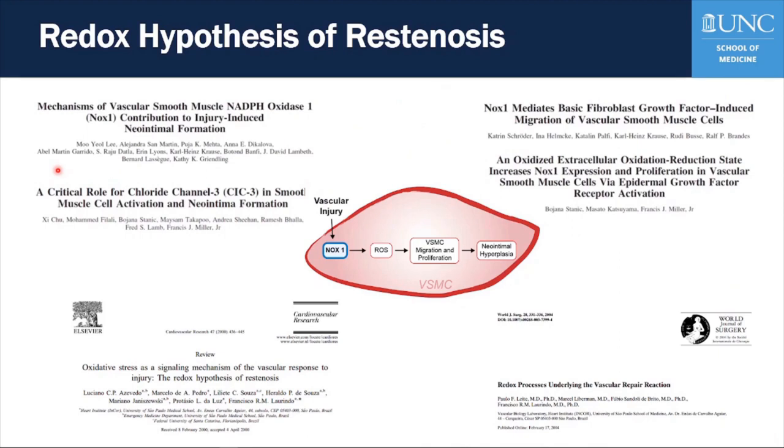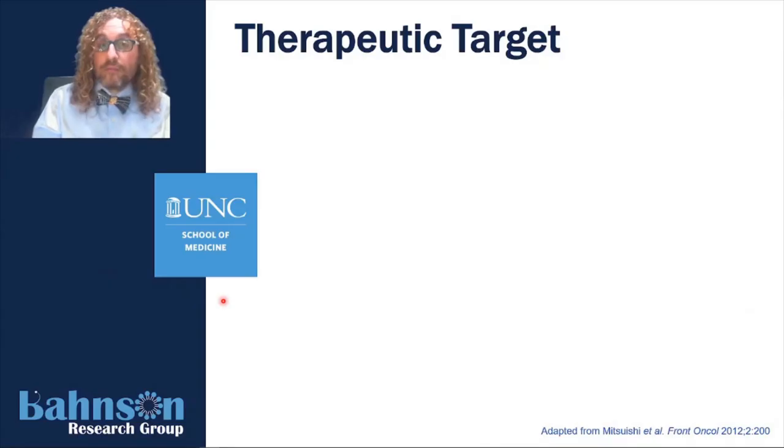There is abundant evidence in the literature suggesting that restenosis is driven by redox dysfunction, where vascular injury leads to activation of NADPH oxidase 1 or NOX1. This enzyme produces superoxide and later hydrogen peroxide, increasing the levels of these reactive oxygen species, which will signal smooth muscle cells to migrate and proliferate, resulting in neointimal hyperplasia. Because redox dysfunction drives neointimal hyperplasia, we chose a target that affects the redox status of cells.